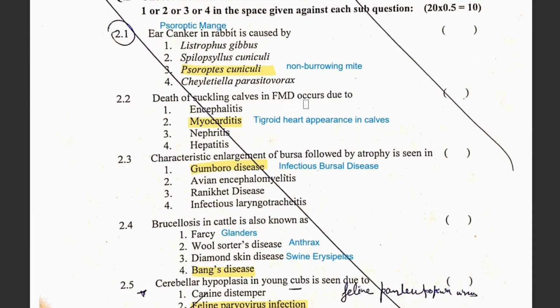Death of suckling calves in FMD occurs due to myocarditis. This is a very important question and is repeated many times. It can also be asked what signs you see during necropsy in a calf affected with FMD. It will always be myocarditis with tigroid heart appearance. It will have stripes of dark and light.